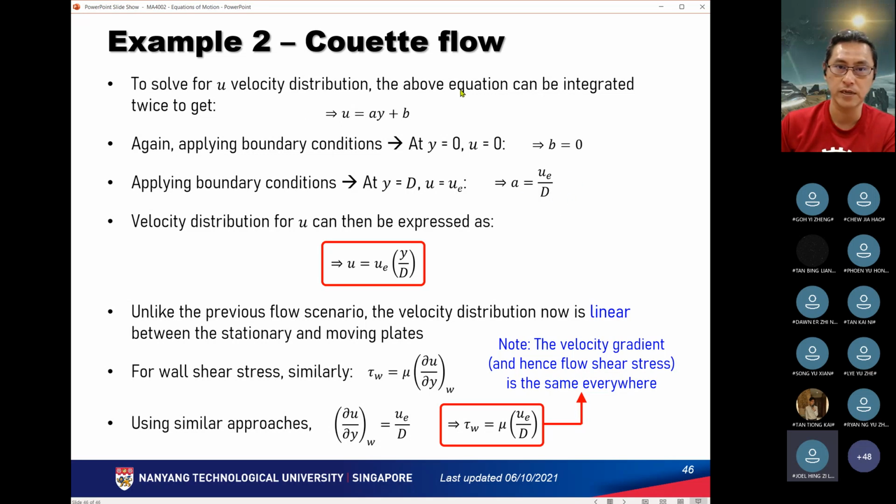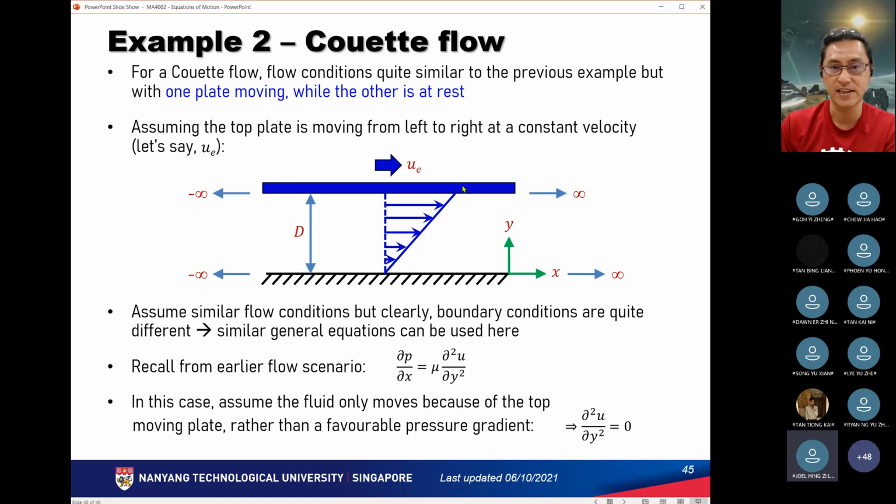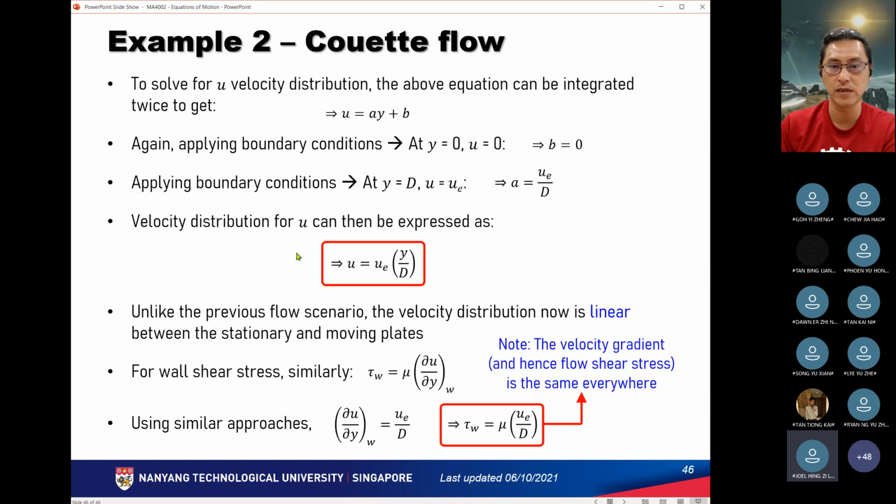Substitute this back into here, and you're going to get a rather simple expression for the velocity variation. So U equals U into Y divided by D. Now take note, Y over D is actually a linear function. So basically, this statement tells us that the fluid velocity between the two flat plates is a linear function of the velocity of the top plate, and hence it's linear. That's why it's linear. There's no Y squared term here, so it's not parabolic.